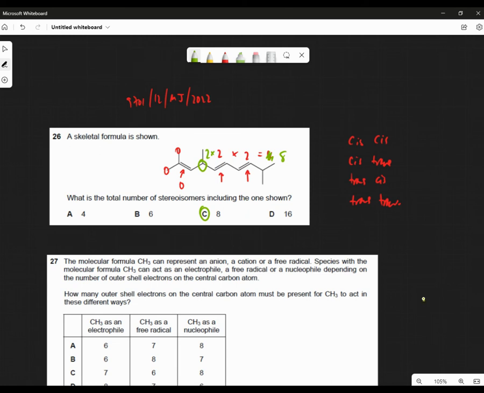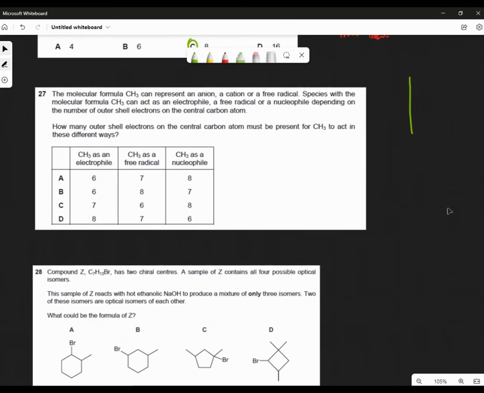Okay. Next one. Oopsie daisy. Next one. The molecular formula CH3 can represent an anion, a cation, or a free radical. Species with the molecular formula CH3 could be electrophiles or nucleophiles, depending on the number of electrons in the outer shell. How many outer shell electrons on the central carbon atom must be present for CH3 to react in these different ways? So let's do CH3.